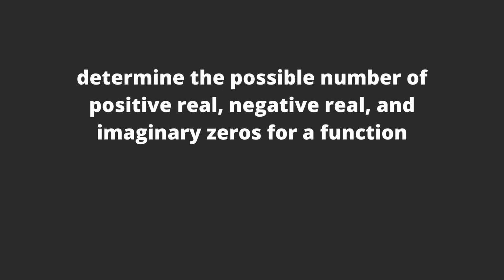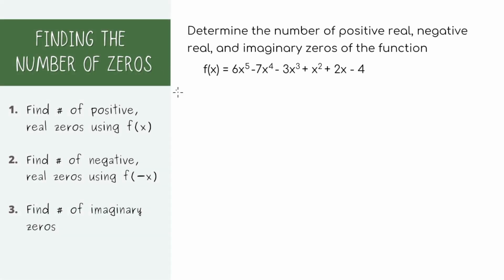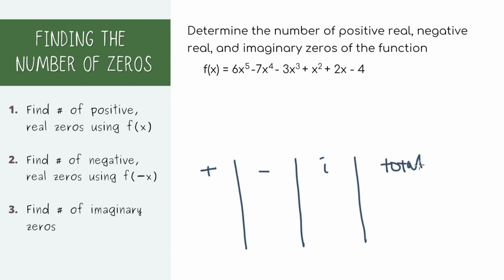Hey guys, today we're using Descartes' Rule of Signs to determine the number of positive real, negative real, and imaginary zeros in a function. I'm just first going to write down this chart that'll help us organize our solutions. The first column is basically telling us how many positive zeros we have, negative zeros, imaginary, and the total number of zeros that we'll have.